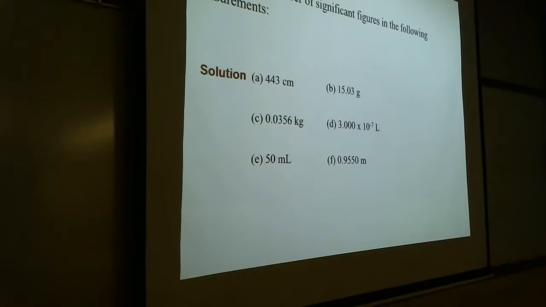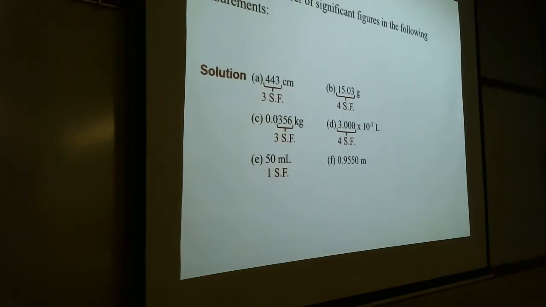How many sig figs are in A? Three, good. How many are in B? Four, good. How many are in C? Three, good. How many are in D? Four, good. How many are in E? Just one, right. Why is that one sig fig and not two? There's no decimal place, good.